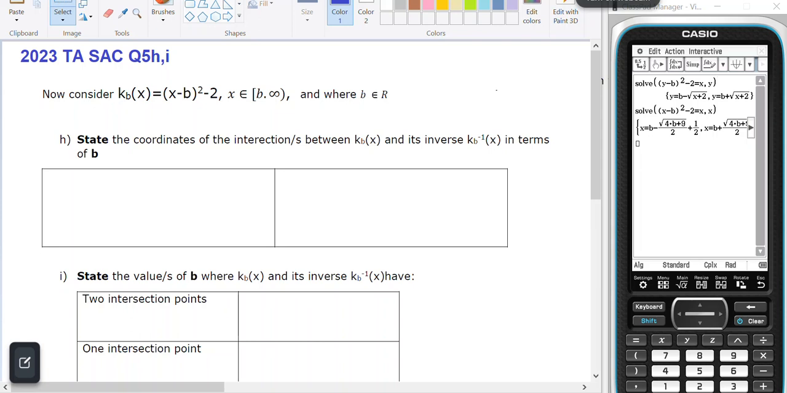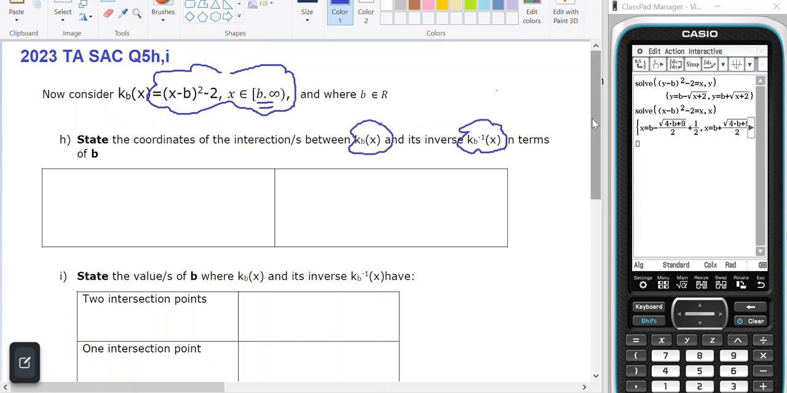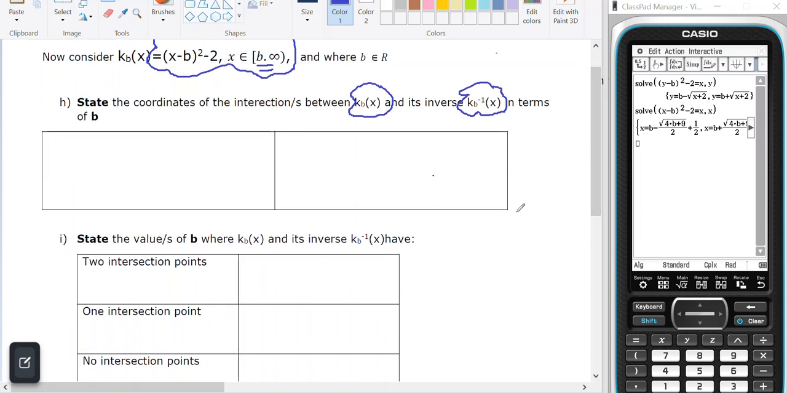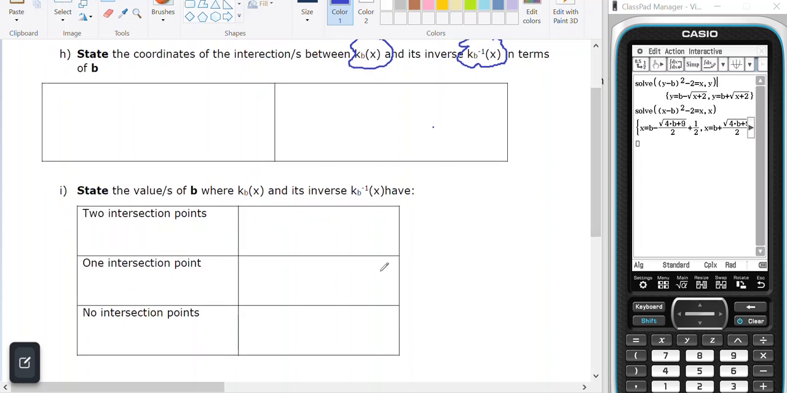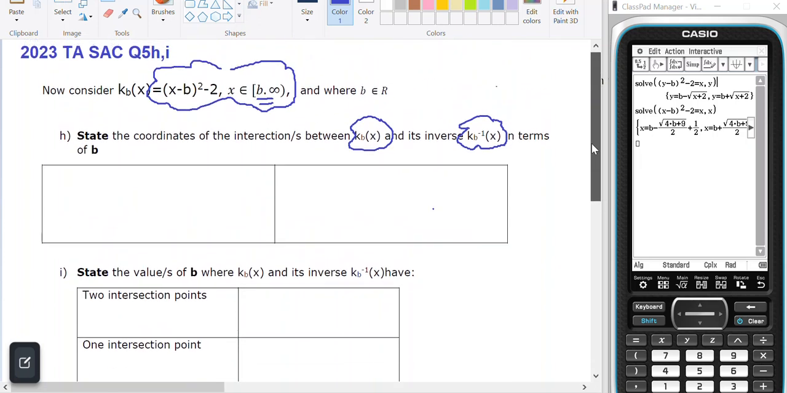2023 Tech Aloud SAC question number 5, where at the end of question 5 we have this exploration of the quadratic which has a restricted domain and its inverse, and we're looking at the intersection points and then the values of b that give 2, 1 and no intersection points. So when I put the quadratic equal to x, I get these expressions for my intersection points.